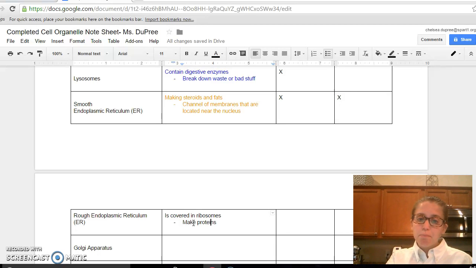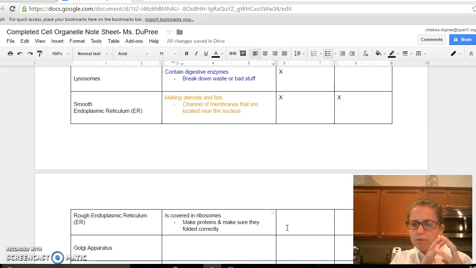They make proteins and make sure that they are folded correctly. Do you remember we talked about proteins have a very, very specific shape? They have to be folded just right, like I did with that blue sheet of paper. The rough ER helps to make sure that that actually happens. The rough ER is also found in plant cells and animal cells. Okay?